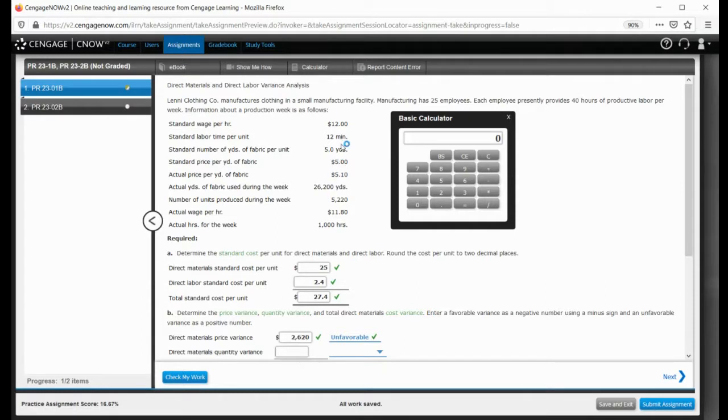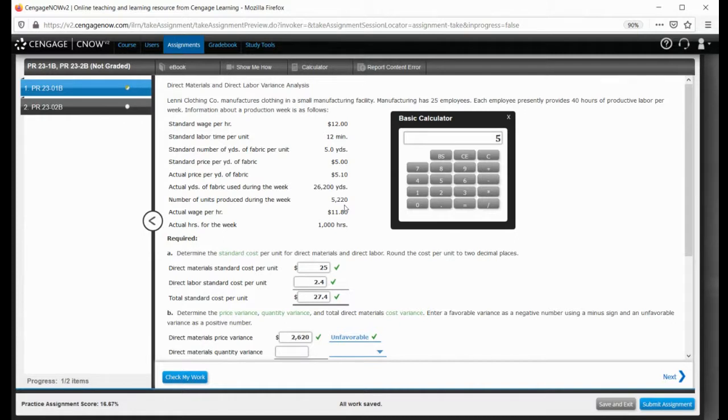We don't know what the standard quantity of yards is, so we're going to have to determine the standard quantity of yards that they were expecting to use during that time period. I'm going to determine my standard yards first since it's not given to us. In our calculator, we're going to start with the standard number of yards of fabric it takes to produce 1 unit. Notice they gave you the standard number of yards of fabric per unit, which is 5 yards. We're going to multiply that by the actual number of units produced.